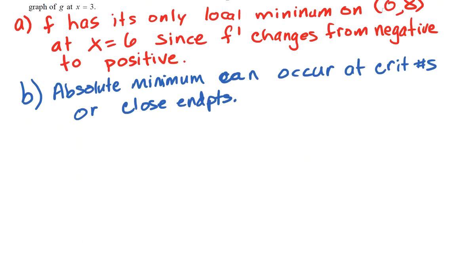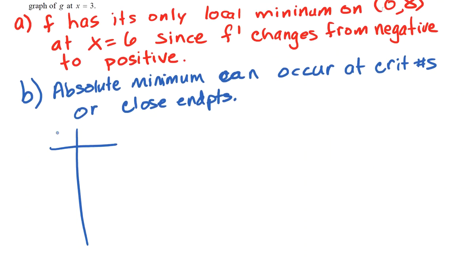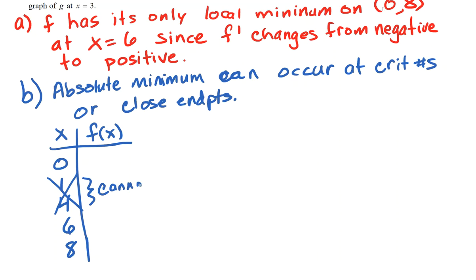So perhaps you might start a table. We're looking for the smallest y-coordinate on f of x. So you might say, well, it also has critical numbers at 1, 4, and 6, and its closed endpoints at 0 and 8. But you might say, well, I don't really need to test these values because they cannot produce a minimum.